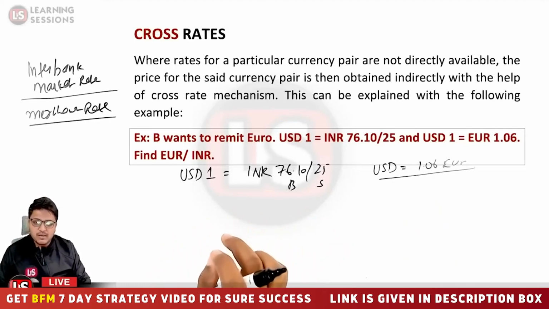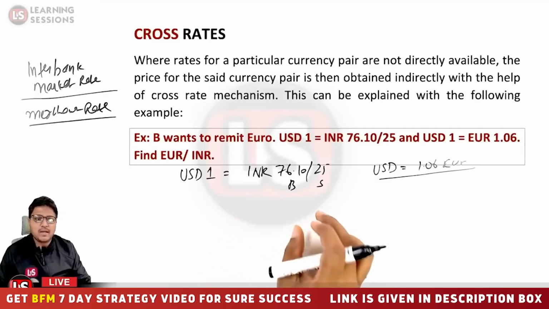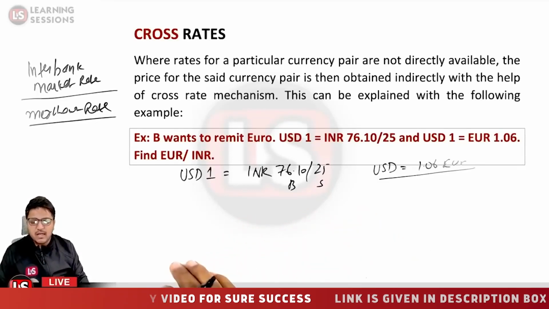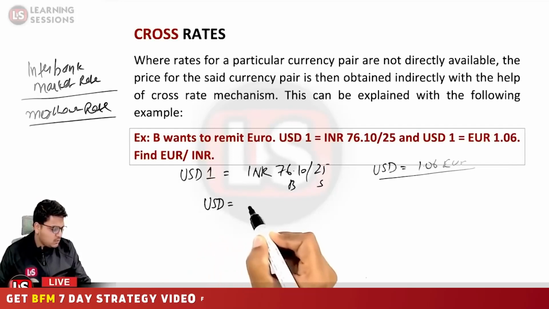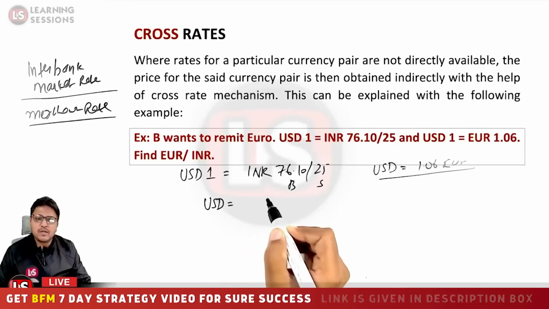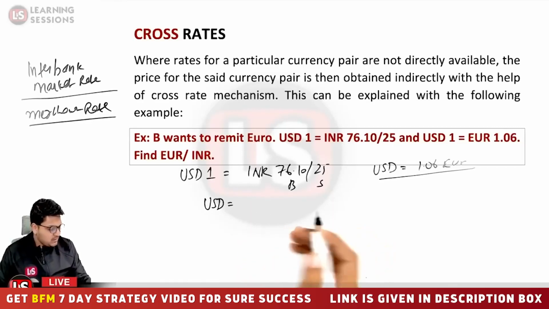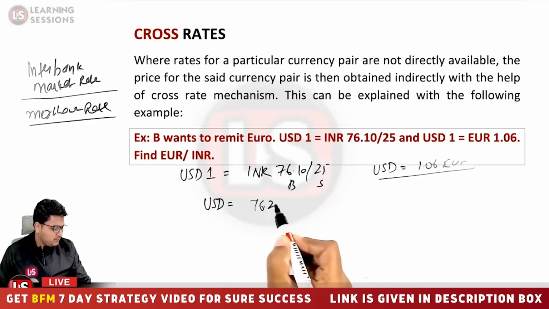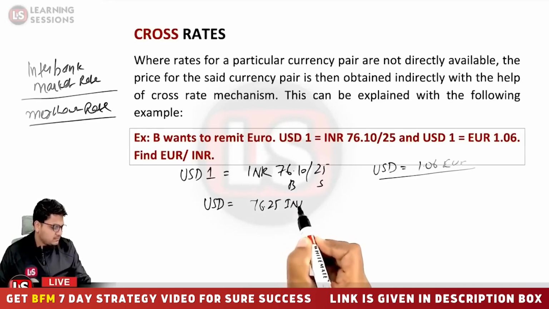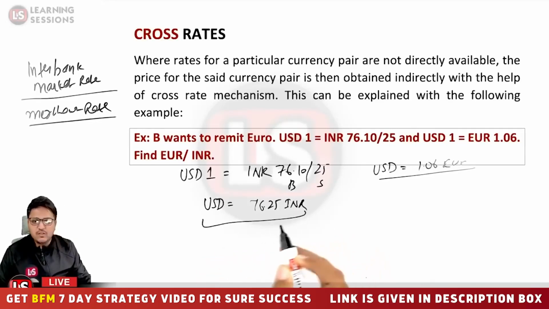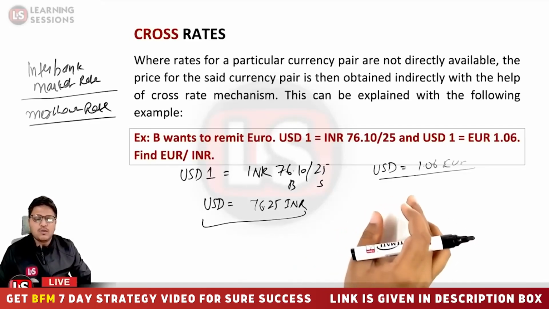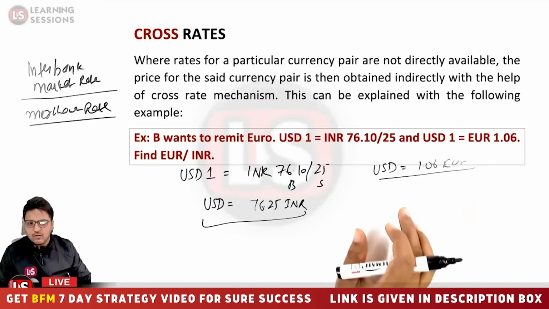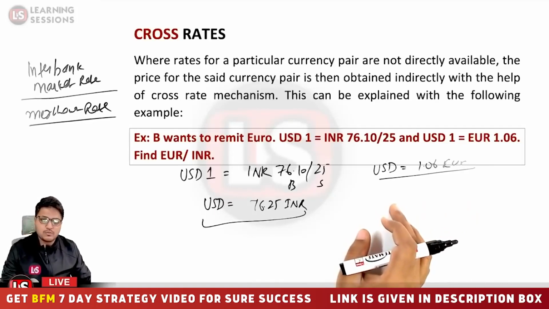It shall be the rate at which the market is ready to sell. So it will be USD is equal to 76.25 INR, and further USD is equal to 1.06 euro is given over there. So that is the scenario which is given to you.